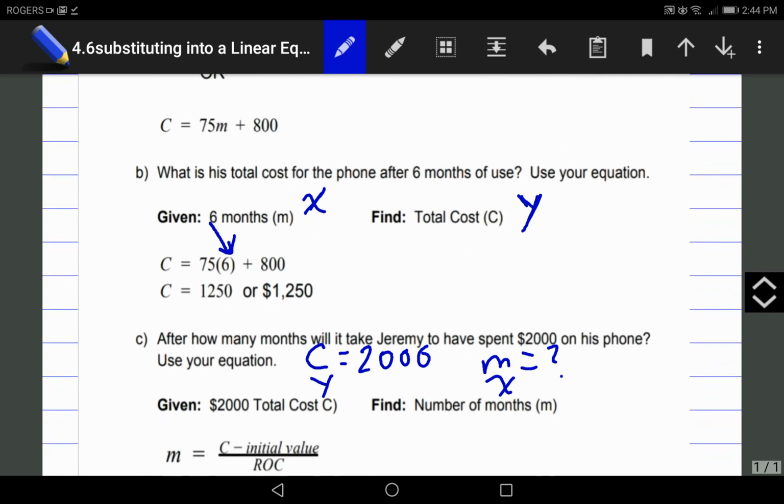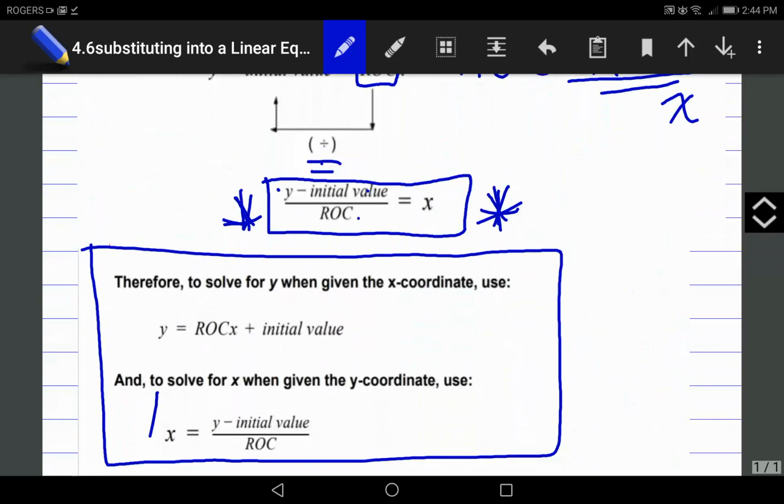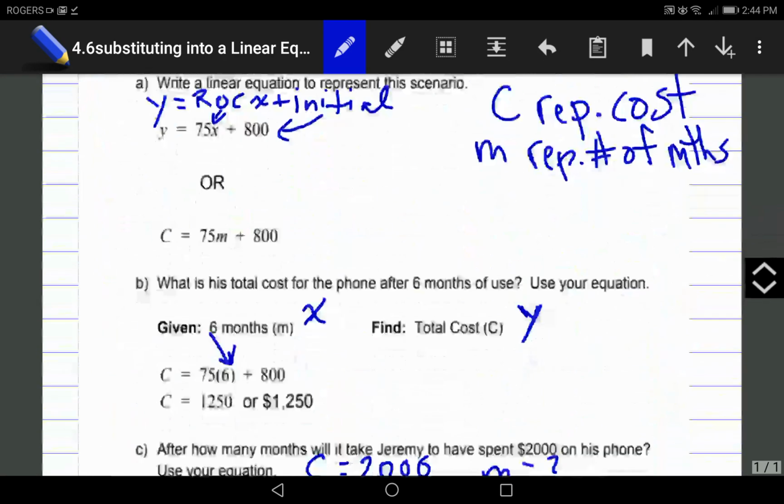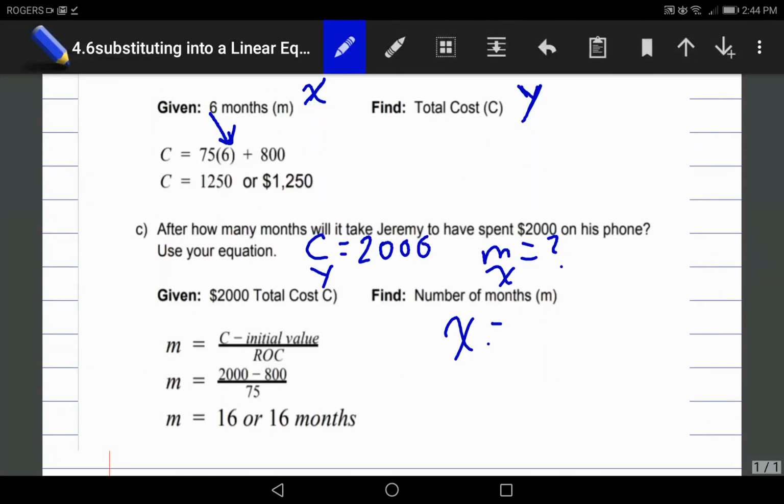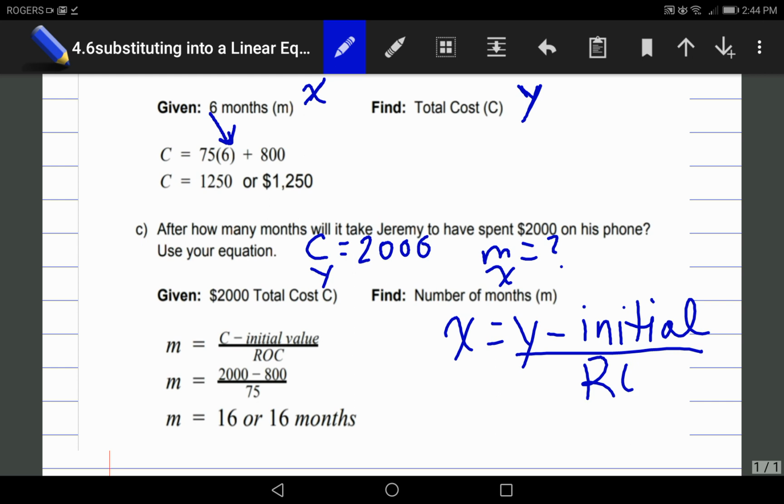Okay? So let's write that down over here, what that equation was. It was up here. Okay, so it's this right there. X equals, so I'm just going to write that off to the side here. X equals Y minus my initial value divided by the rate of change. Instead of using X and Y, I'm again here using M and C. Okay, M and C. And now you just plug all your numbers in, right? So you know that the C value is $2,000. So replace C with $2,000. We know that our initial value was given to us in the original question. It's $800. So it's 2,000 minus 800. And we know the rate of change is 75. Plug all those numbers in and you get the answer 16 months.